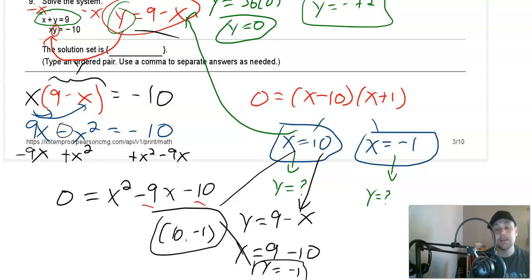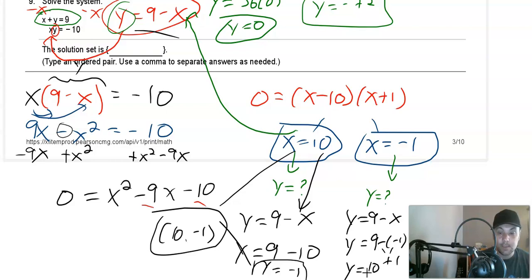That's one solution to my system of equations, but we have a second solution. Right? We'll get y equals 9 minus x, which means y equals 9 minus negative 1. The minus and negative makes that a plus. And so we get y equals 9 plus 1, which is going to be 10. And so this pairs together as negative 1 comma 10.